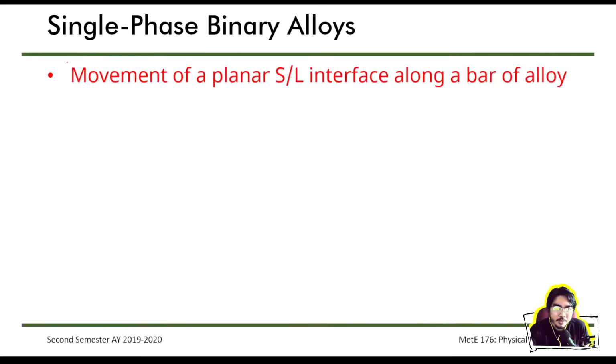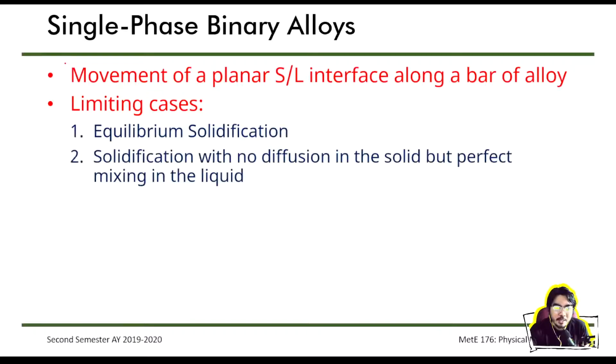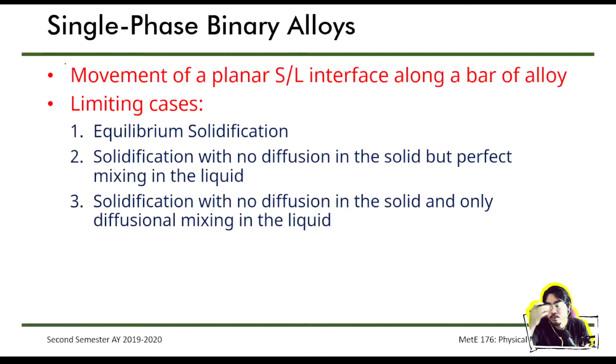Okay? So our assumption for now is single-phase binary alloys, because that is the easiest to apply, and we can then apply this to more complicated cases. But if you analyze single-phase binary alloys, more specifically eutectic alloys, then you have the movement of your solid-liquid interface along a bar of alloy. To simplify, let's assume we have a bar of alloy and we've restricted it such that we have what we call directional solidification.